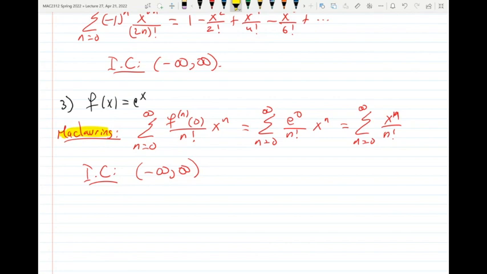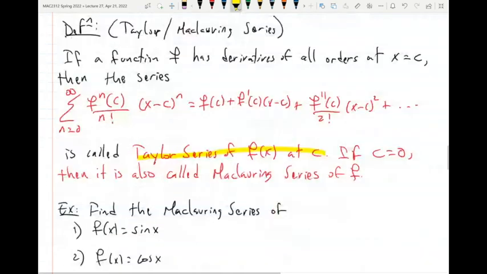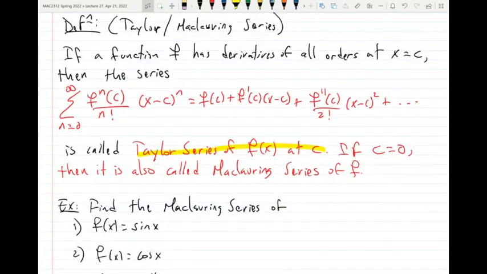Remember, the word McLaurin means Taylor series with center 0. If you look at the definition, we have Taylor series centered at c, but when the center happens to be 0, we call it McLaurin. It's just Taylor series, but the center is 0. So when you take the nth derivative, you have to evaluate it at the center. Whatever you have here, that's what you evaluate it at. Okay?